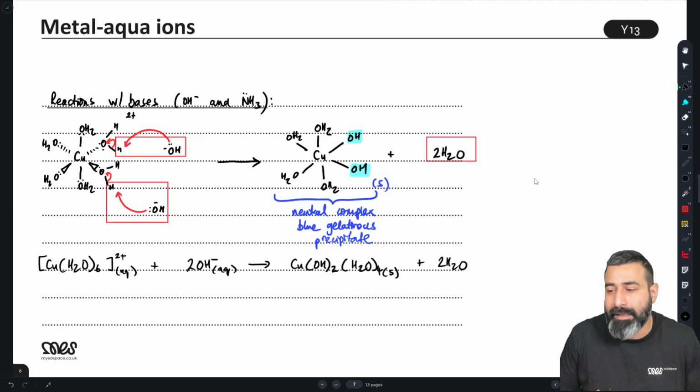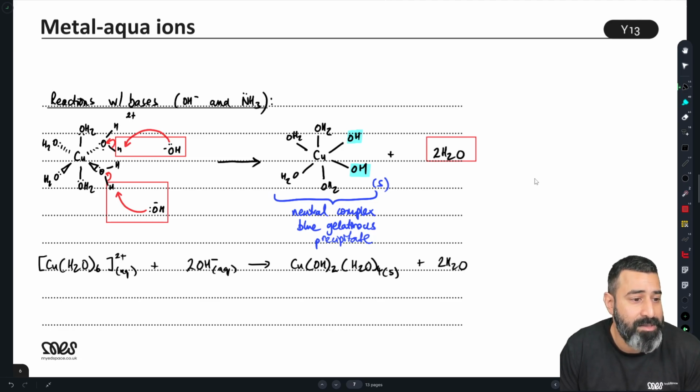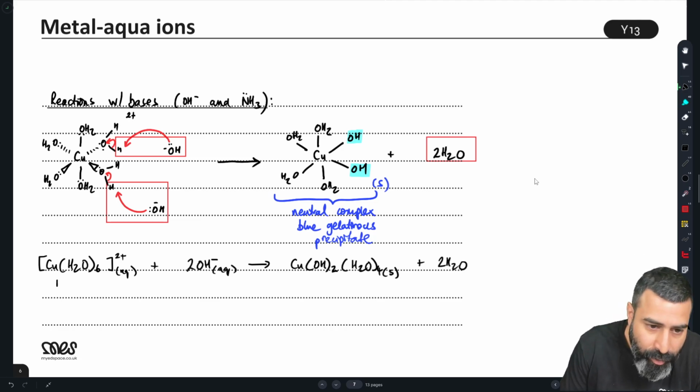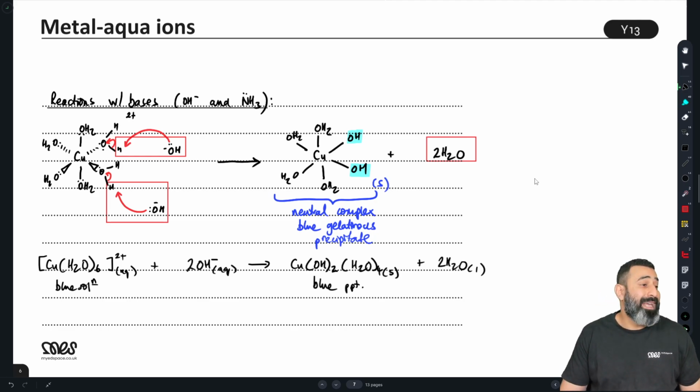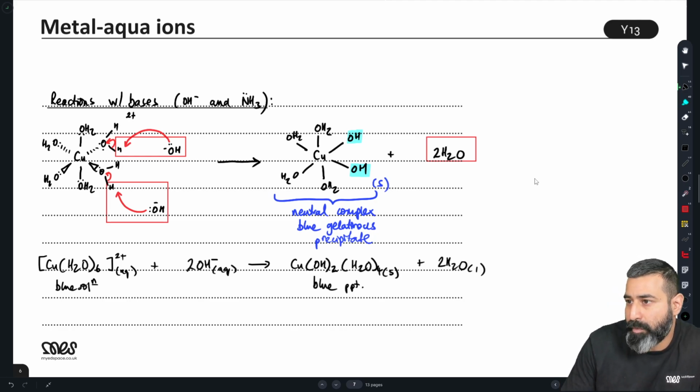So that's how I would write it. I'd leave the water ligands there as well, just to show the examiner you know what you're talking about. But they'd probably accept Cu2+ + 2OH- makes Cu(OH)2. Be very careful with your state symbols as well. So this is a blue solution going to a blue precipitate, and that's a liquid. So that's from the lens of a transition metal complex reacting with strong base OH minus.